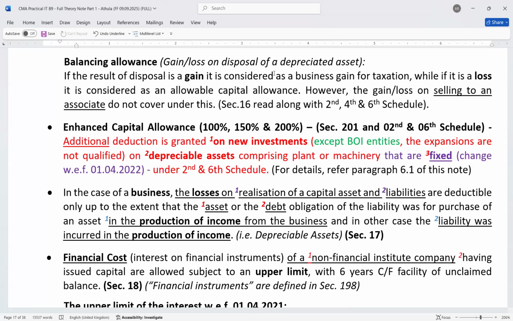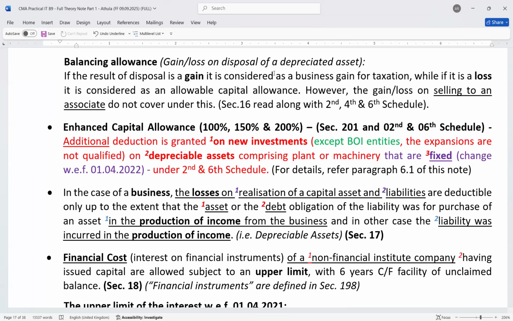That means buildings are not qualified, as they are fixed to a place. Motor vehicles are also not qualified because motor vehicles are not fixed to a place. Even if it is a lorry, you can't claim. It has to be a fixed item. Only plant and machinery, not buildings, not vehicles.